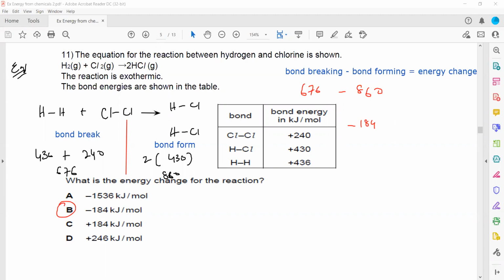And what is the kind of this reaction? Exo or endo? What kind of reaction is this? Energy change is negative. If the energy change is negative, what is the kind of reaction? So it will be exothermic.